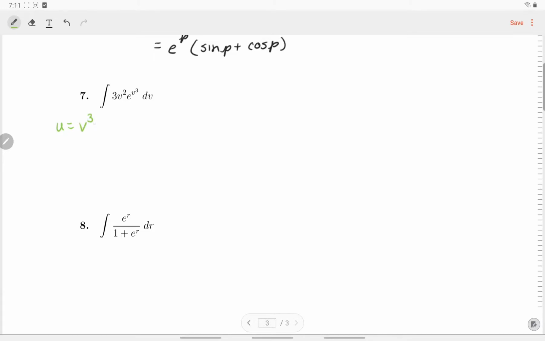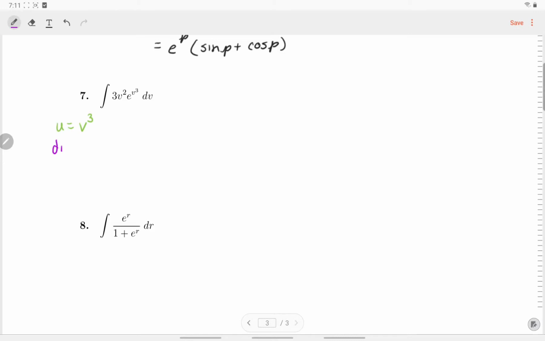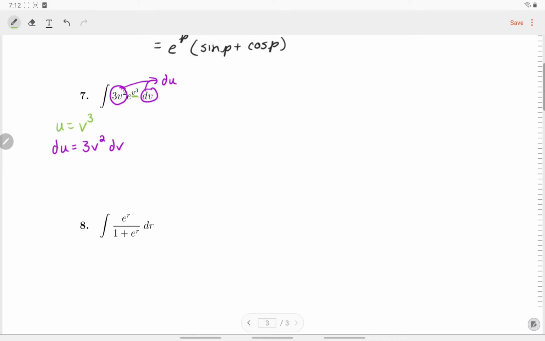is to let u equal v cubed. Okay. Then my du is 3v squared dv. So there I have the 3v squared, there I have the dv. Those will join together to make a du. If you're using u's and v's, be very careful that you can tell the difference. Okay, and that v cubed is going to become u.